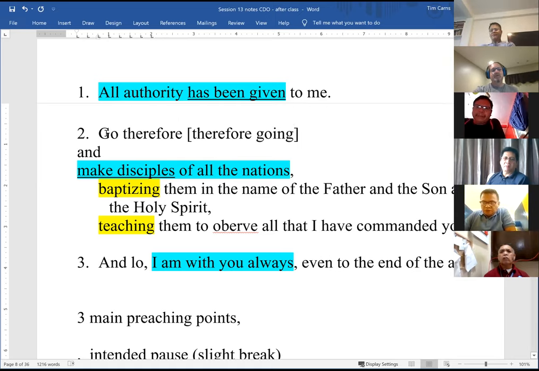This verb go, it's translated like a main verb, isn't it? Go, yeah. That's a main verb. It's a command. But actually, Jesus used a participle, going. The idea is, as you are going, make disciples of all the nations. So it really is sort of a third way we make disciples. Because again, it's a participle.